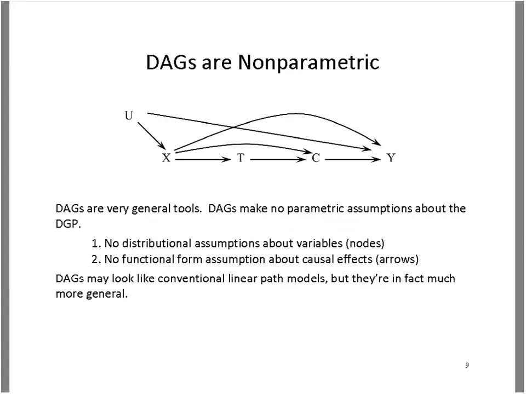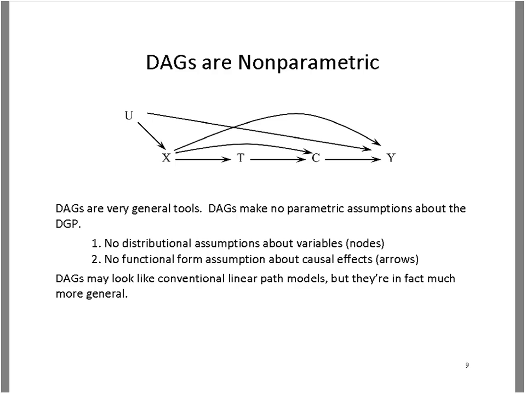So now let me say a few formal things about DAGs. First, DAGs are very general tools. DAGs are nonparametric. They're nonparametric in two senses. They're nonparametric in the sense that DAGs make no distributional assumptions about the variables. That is, this graph here could represent normally distributed variables, Bernoulli variables. Really, any distribution goes, we don't care. So that makes them very, very general.